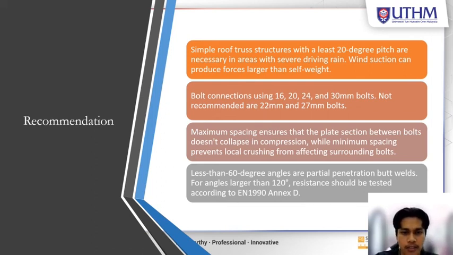Maximum spacing ensures that the plate section between bolts doesn't collapse in compression, while minimum spacing prevents local crushing from affecting surrounding bolts. Lastly, angles less than 60 degrees are partially penetrated but welded. For angles larger than 120 degrees, the system should be tested according to EN 1995 annex.